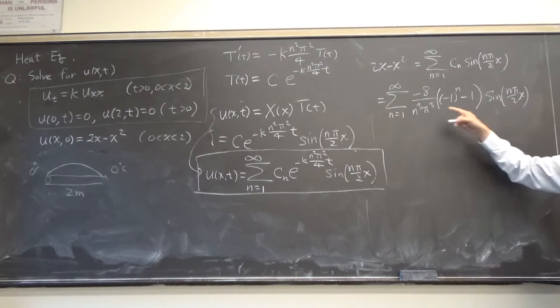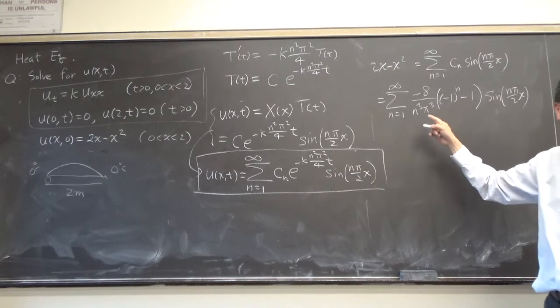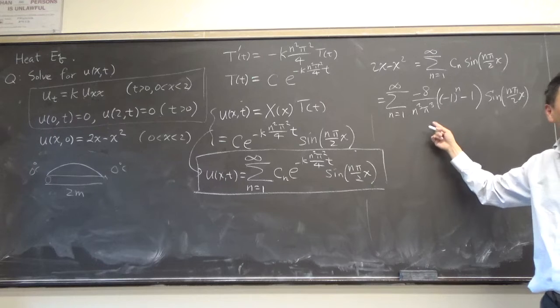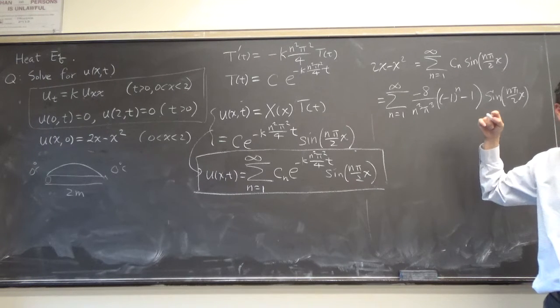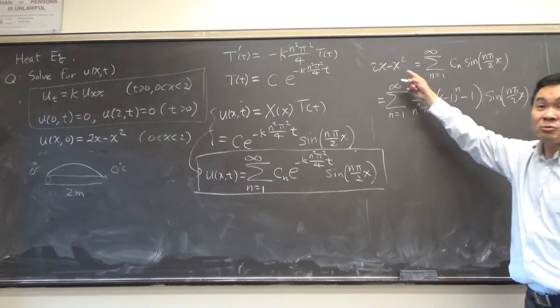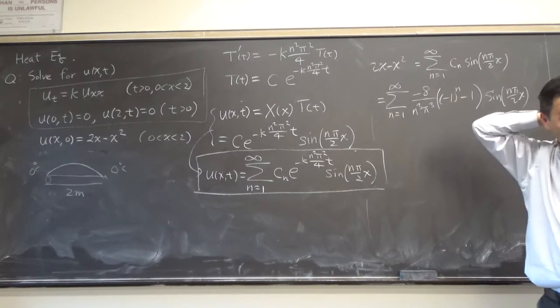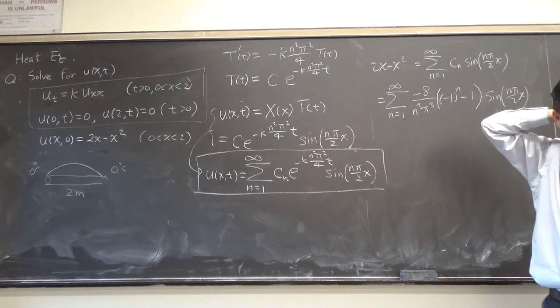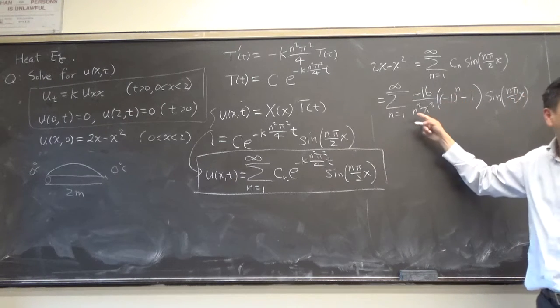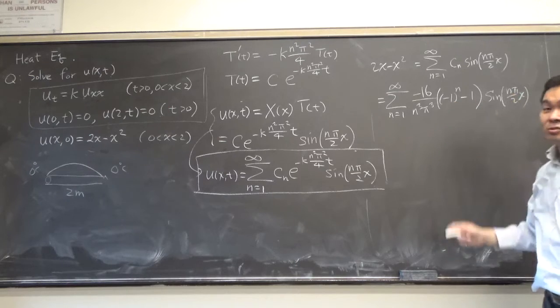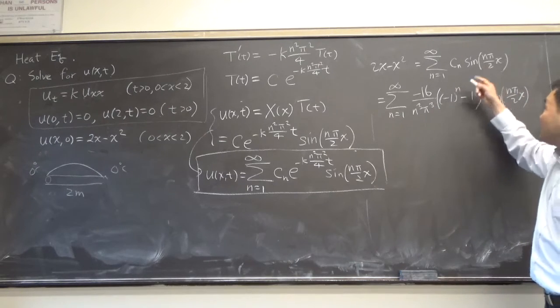Can you check the notes? Is it this one, or am I wrong? We just did it a few minutes ago. I'm looking for the Fourier sine series of 2x minus x squared. This one is 16. Negative 16, okay, over n cubed pi cubed? Yeah. Okay. So we got this by what?